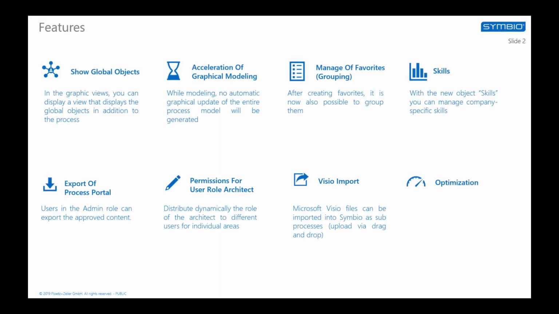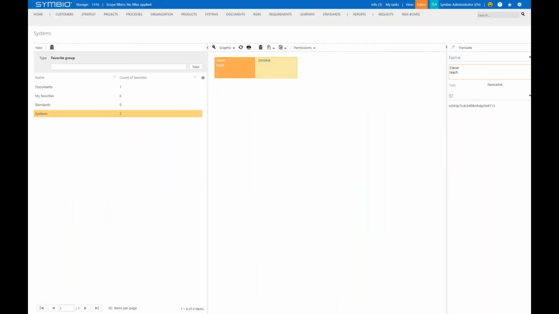The next feature is the skill feature. So with the new object skills, you can manage company-specific skills. You could just create a qualification list and provide the competencies required for your organization. And then in the end, you can link these skills to your positions or roles. So let's just have a look at how that works in the system.